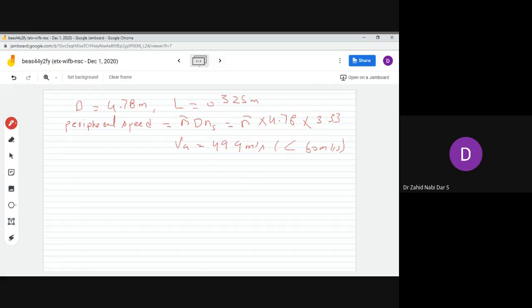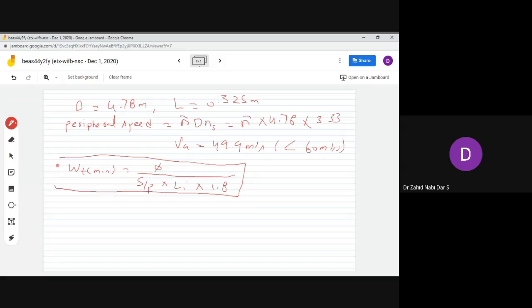Now why? That means in case of this machine, the induction motor, we have to calculate the minimum width of the turn. This happens to be around 5 divided by slots per pole, into length, into 1.8. This is the standard formula to calculate the width per pole for a velocity less than 60 meter per second.